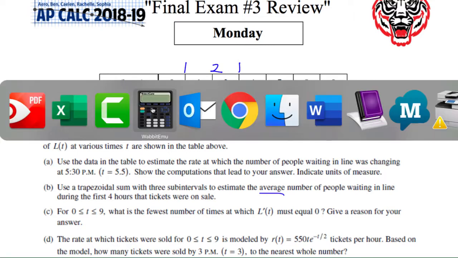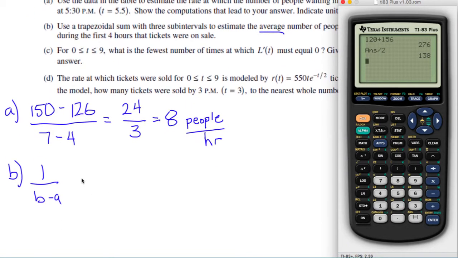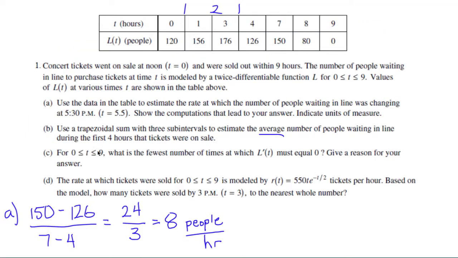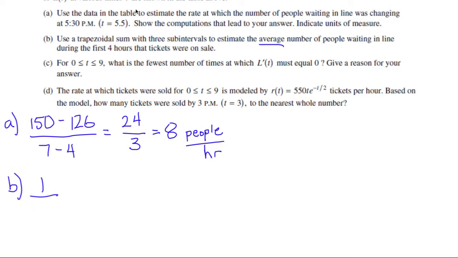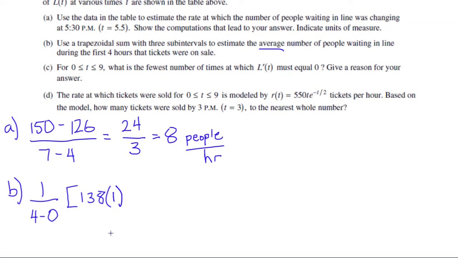This is a calculator problem, which means I can open up my calculator here and say, what is 120 plus 156 divided by 2? That's going to be 138. So I come down here and say this. Maybe I can even change this right now because I know that my interval is going to be 4 minus 0. So 1 over 4 minus 0 of the trapezoidal sum. So if they're asking the average number between 1 and 4, would it be 1 over 3?